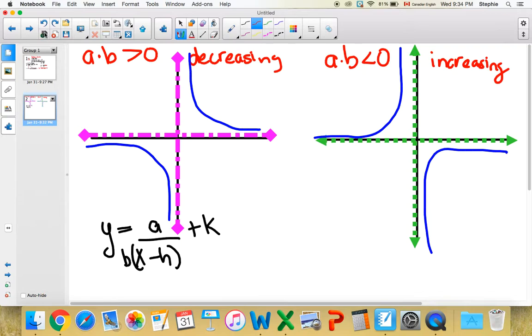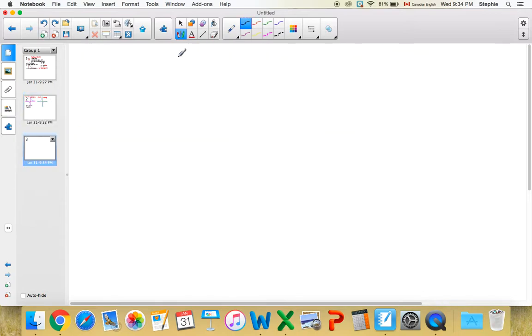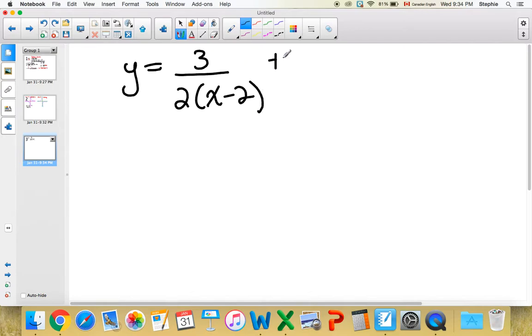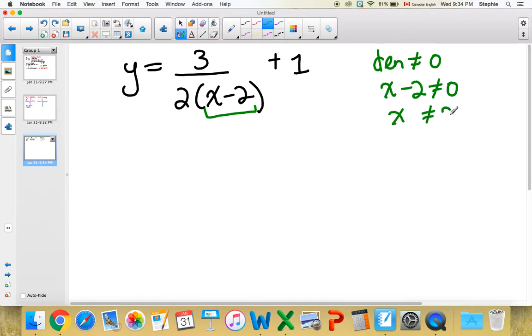So next screen. Okay, let's look at y is equal to 3 over (x minus 2) plus 1. What you have to look at first is this right away. When will this fraction here on the bottom, when will your denominator be 0? Well, your denominator, remember, cannot equal 0. Therefore, x minus 2 cannot equal 0. x cannot equal 2. That's your vertical asymptote.